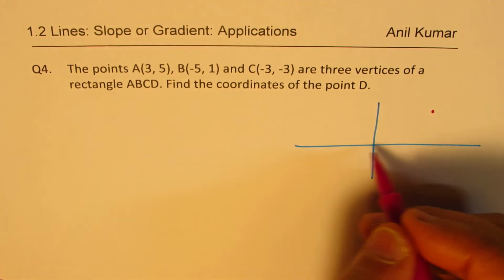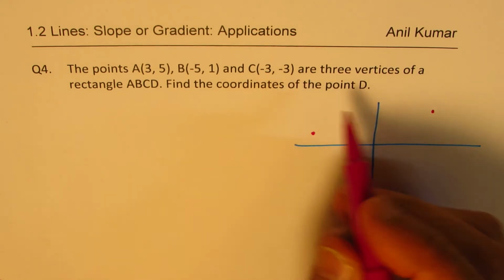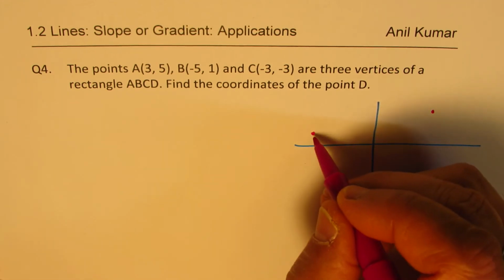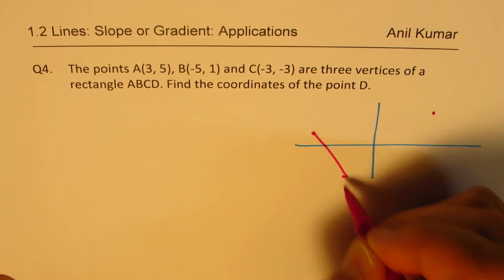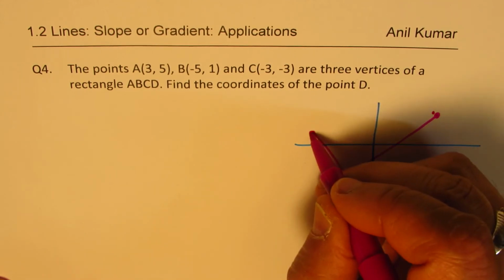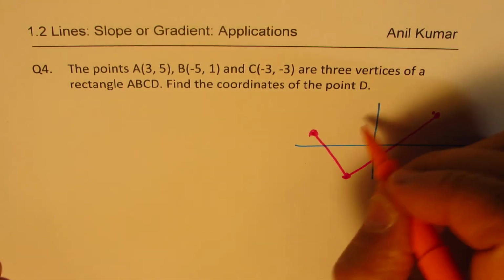B is minus 5, 1, so let's say somewhere there. Minus 3 will be somewhere here, right? Okay, so we get 3 points. Let me connect these 3 points. Okay, so let these be the points. The idea is to get the 4th point.